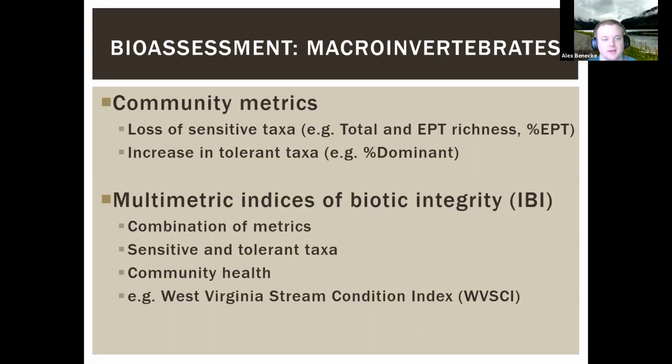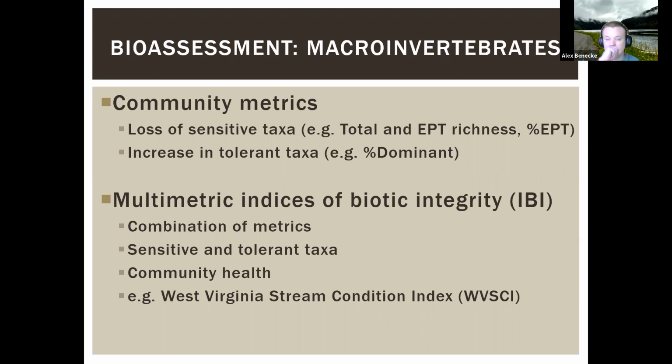So with this bioassessment, you can have 2 things. You'll have community metrics, which would be like the loss of sensitive taxa. So this could be the total taxa, or the EPT richness. So if you'll remember EPT, I'm not sure if I actually introduced it to you like that, but EPT stands for Ephemeroptera, Plecoptera, Trichoptera. So those are those 3 orders of macroinvertebrates we covered in the aquatic organisms lab, and you'll remember that they're all sensitive to pollutants.